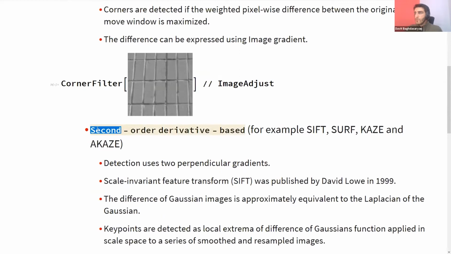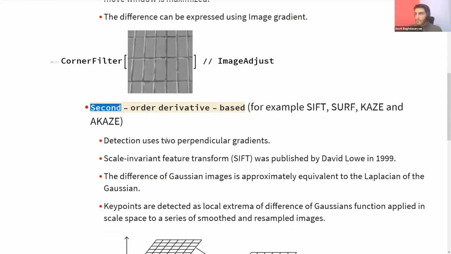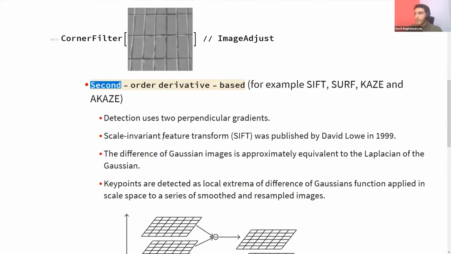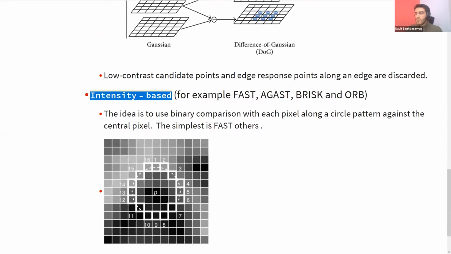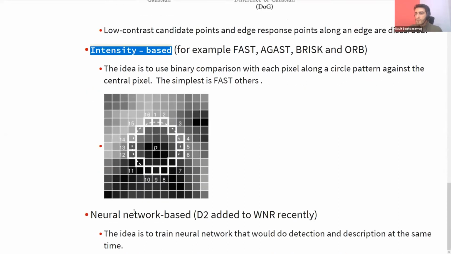The next category would be second order derivative based, which means that it uses image gradients in two perpendicular directions and tries to find the local extrema there, and that local extremum would be a key point. And there is another category, intensity-based methods like FAST, AGAST, and others, which are often very fast algorithms, and they do binary comparisons between the given pixel and surrounding pixels. For example, FAST takes the 8 pixels around it and represents that as a byte, that feature. And the last category is neural network based, which tries not to invent the features, but to learn them during the training and to perform detection and description at the same time.